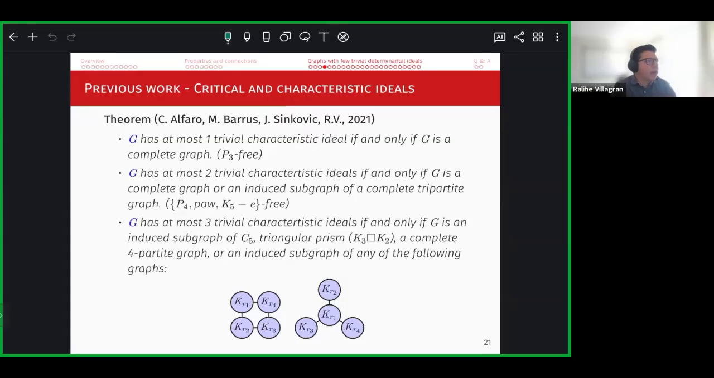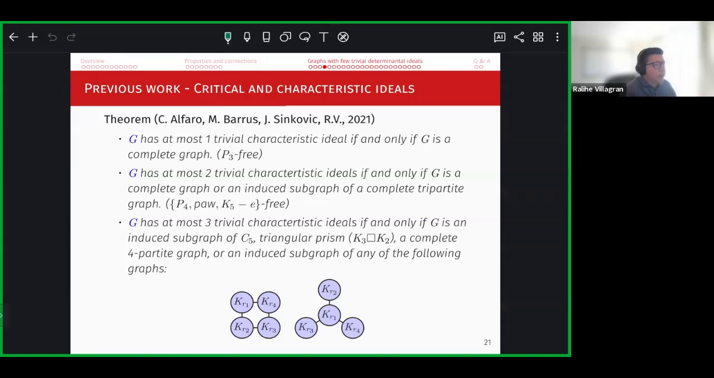So now if we think about characteristic ideals, that means take all the variables equal, then G has at most 1 trivial characteristic ideal if it is complete. It has at most 2 trivial characteristic ideals if it is a complete or induced subgraph of a complete tripartite graph. So these sets are actually subsets of what we saw previously.